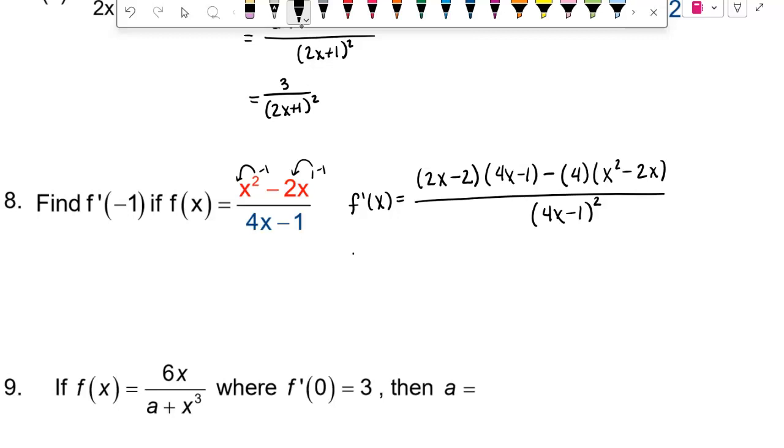So from here, you can just pop in that -1. Make sure it's a -1 and not a +1.